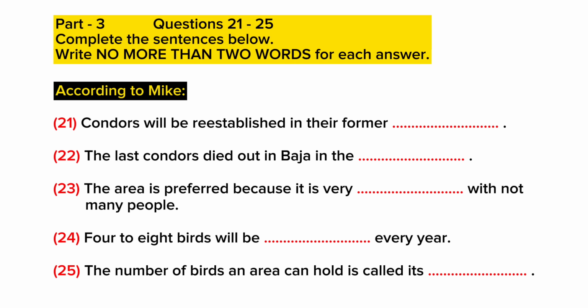Now listen to the tape and answer the questions 21 to 25. Thanks for joining us today, Mike. How did Baja California become a consideration for a condor release?